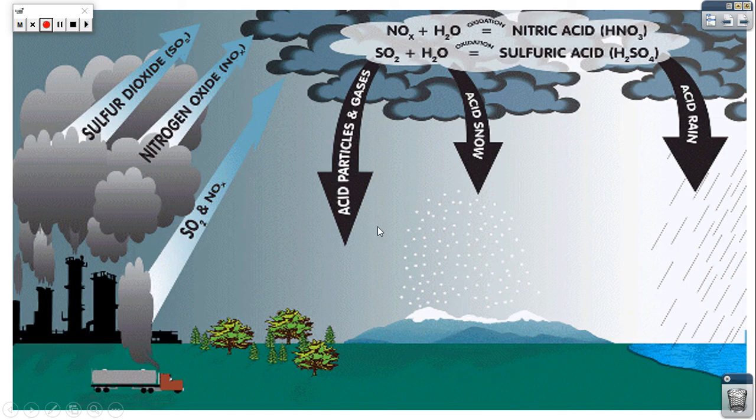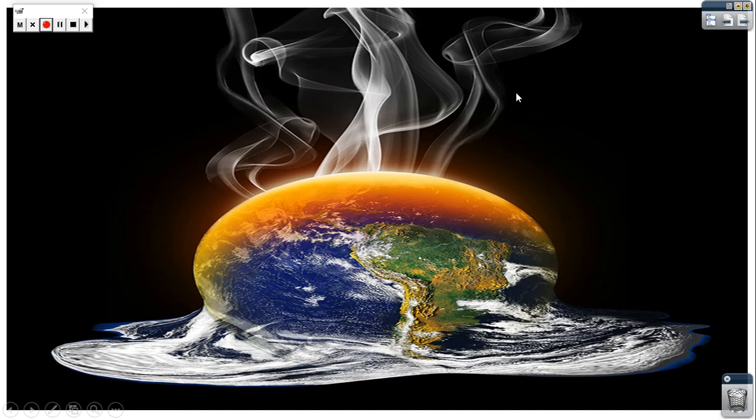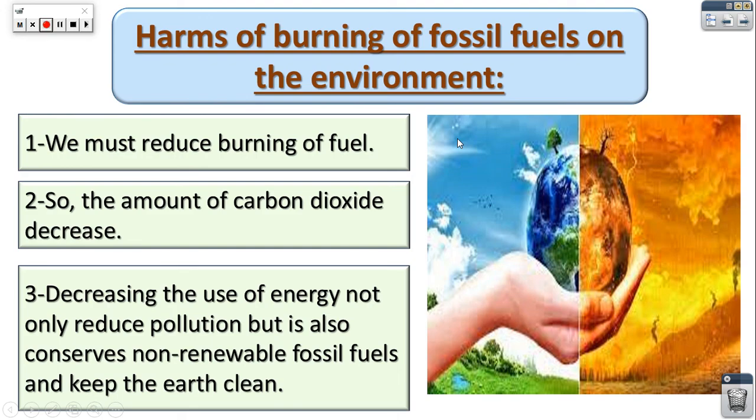That's the acid rain that happens due to the combination of carbon dioxide with the water in the air. Okay? And global warming. Those are the harms of burning fossil fuel on the environment.